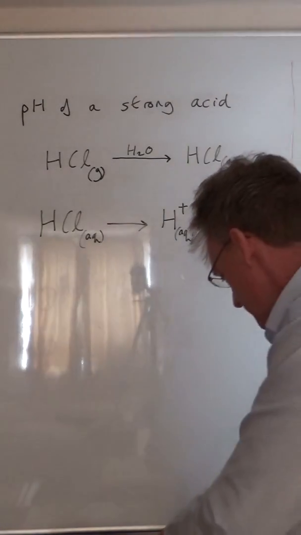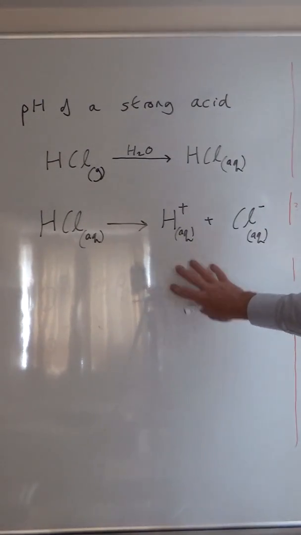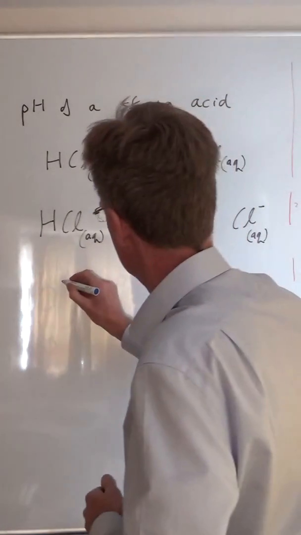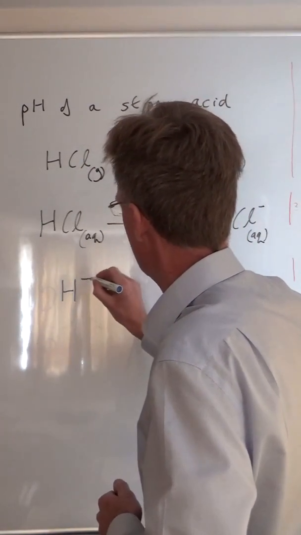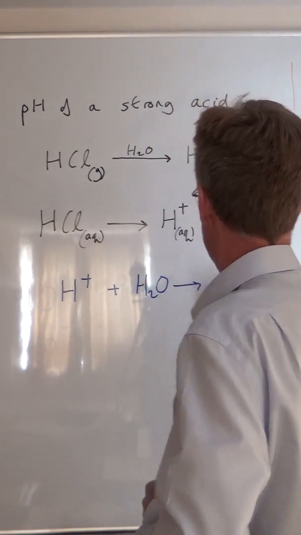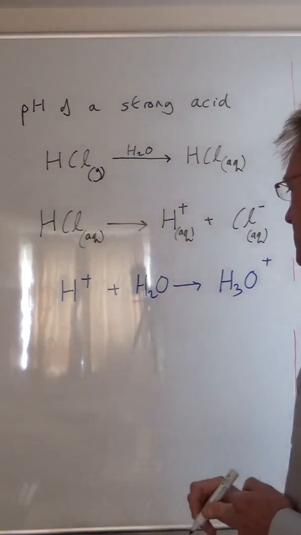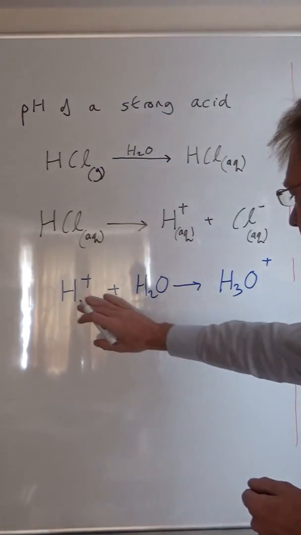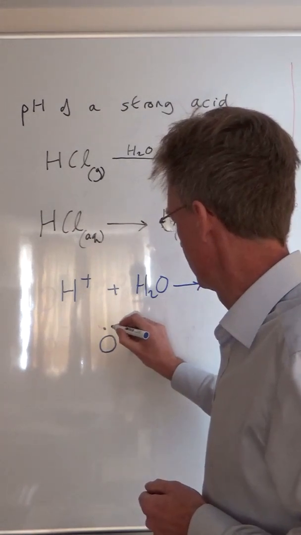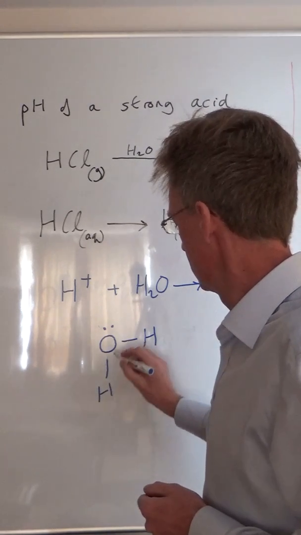Now no doubt you've been told by your teachers that the H+ ion doesn't exist as such in aqueous solution. The charge density will be very high, so what it does is combine with water. So H+ plus an H2O molecule forms the oxonium ion, H3O+. So what it's doing is forming a dative covalent bond to the water. Here is the water molecule with its two lone pairs.